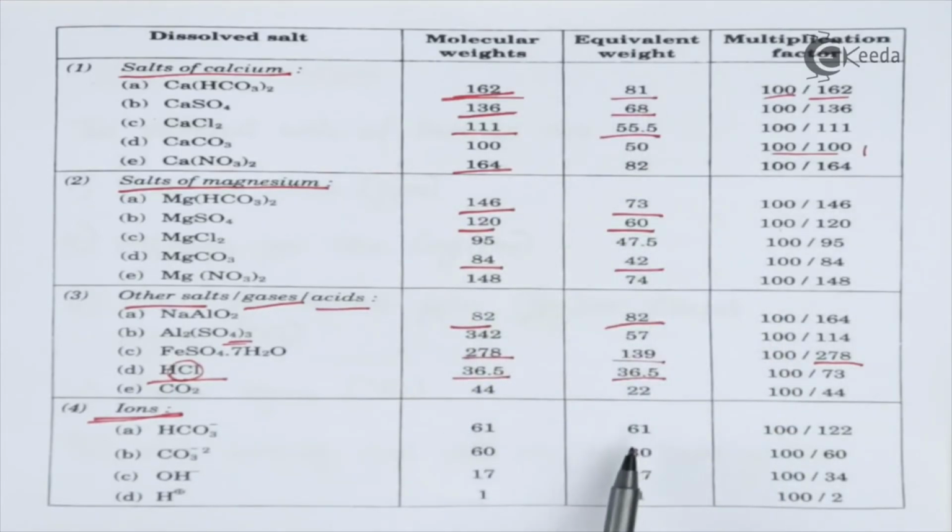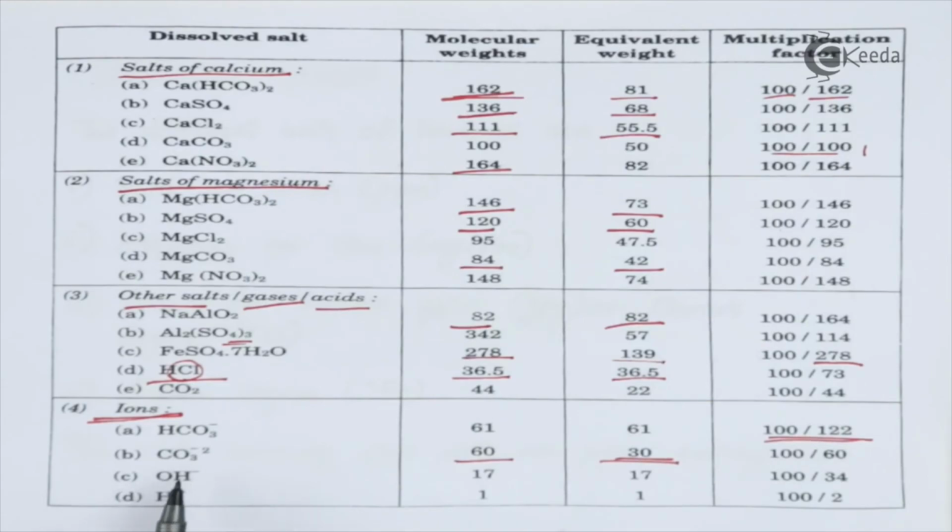Now the molecular weight is equal to the equivalent weight because it is using one equivalence of CaCO3, and thus the multiplication factor will be 100 divided by 122. Now instead of 100 divided by 122, we can also write it as 50 divided by 61, which is the reduced form of the multiplication factor. The next we have is CO3 2-. Now this CO3 2- has the molecular weight of 60, and we'll divide this molecular weight by 2. Now why do we have to divide it by 2? Because of the equivalent weight. This equivalent weight is half of it because it has 2 equivalents of CaCO3.